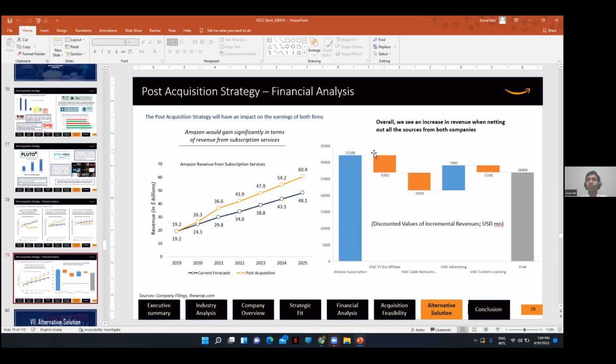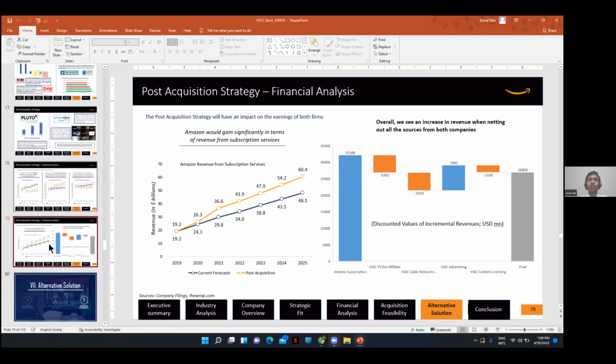what the different revenue types are and how they stack up for the final entity. So going from Amazon itself to accounting for Viacom, cable revenue, TV revenue, advertising revenue, content licensing, and coming up with the final entity's level.